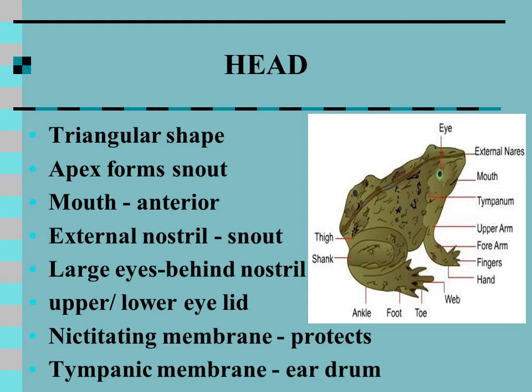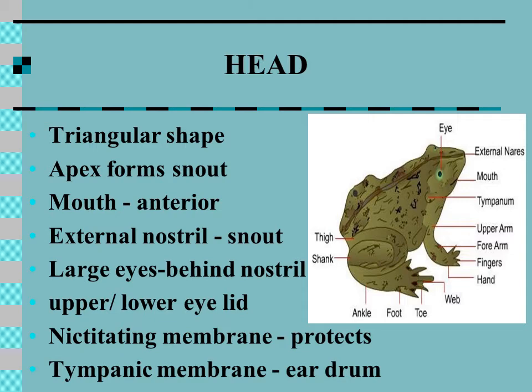Behind the nostrils, there are large eyes. The eyes have three eyelids actually. The first one is the upper eyelid and the second one is the lower eyelid. The upper eyelid is very thick and immovable, it doesn't move. And the lower eyelid is thin as well as movable.